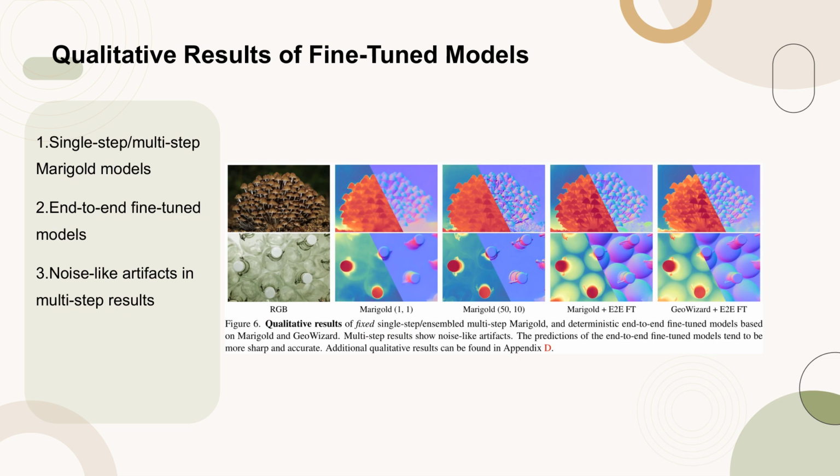Figure 6 presents qualitative results from fixed single-step and ensembled multi-step Marigold models, as well as deterministic end-to-end fine-tuned models based on both Marigold and GeoWizard. Notably, the multi-step results exhibit noise-like artifacts, contrasting with the sharper and more accurate predictions of the end-to-end fine-tuned models. These findings underscore the effectiveness of fine-tuning in enhancing model performance and reducing artifacts. Further qualitative results are available in Appendix D for a more comprehensive understanding.